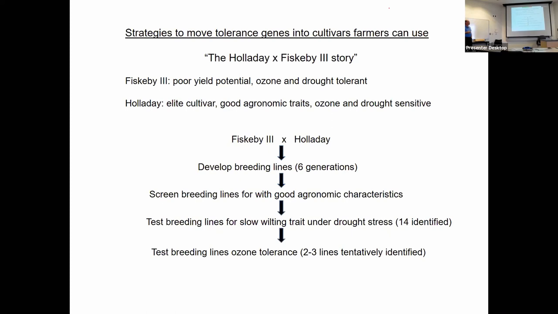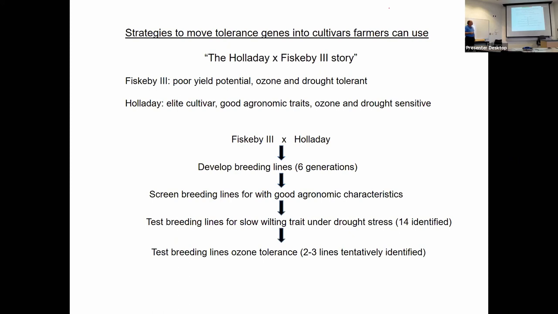So we have what we're calling the Holiday by FISKIP3 story. FISKIP3 has poor yield potential, but it has ozone and drought tolerance. My colleague Tommy Carter and some other people have spent a lot of time making these crosses. Basically they took FISKIP3, crossed it with an elite cultivar called Holiday, and developed breeding lines. This is very time consuming because you have to take these lines on for about 6 generations, so you have lines that are consistently providing pretty close to the same, not completely pure genotypes, but a phenotype that's consistent from one time to the next. So he's done that.